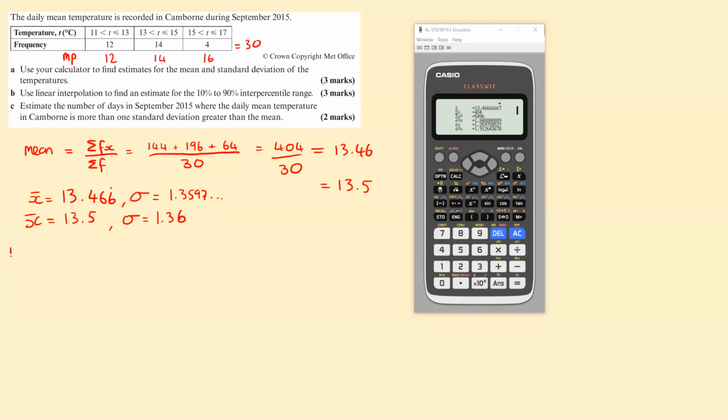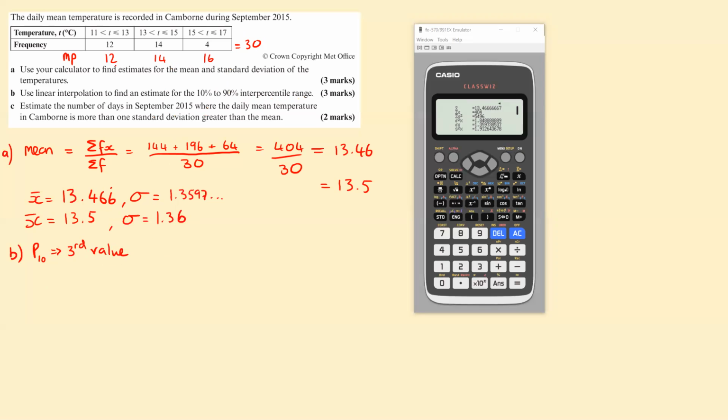Part B, a bit of interpolation again. So part B, use linear interpolation to find an estimate for the 10% to 90% interpercentile range. So here we want to find the 10th percentile, and we also want to find the 90th. So we're going to start with the 10th percentile. Remember, there's 30 values here. So 10% of 30, quite easy to work out, implies we're looking for the third value.